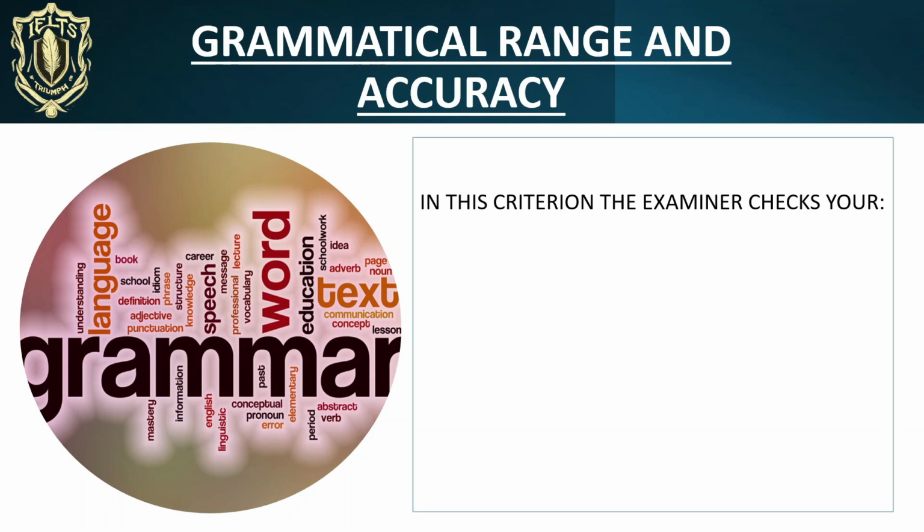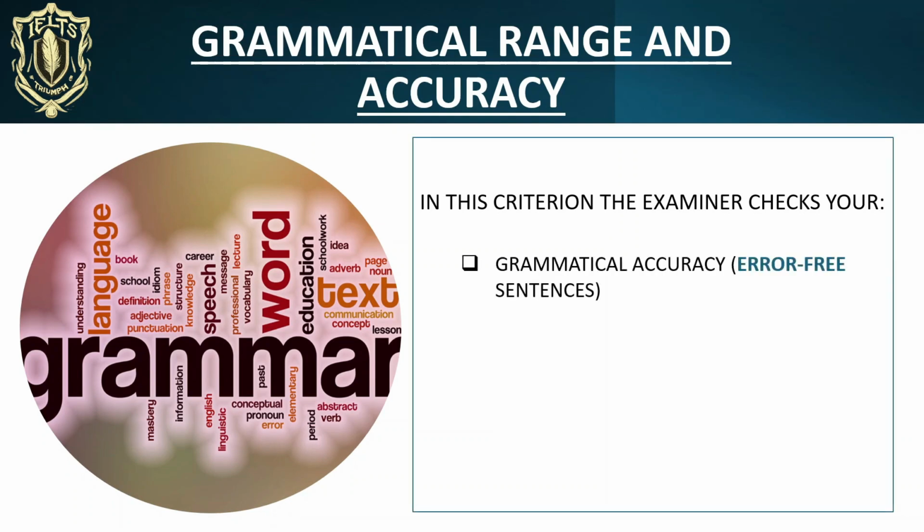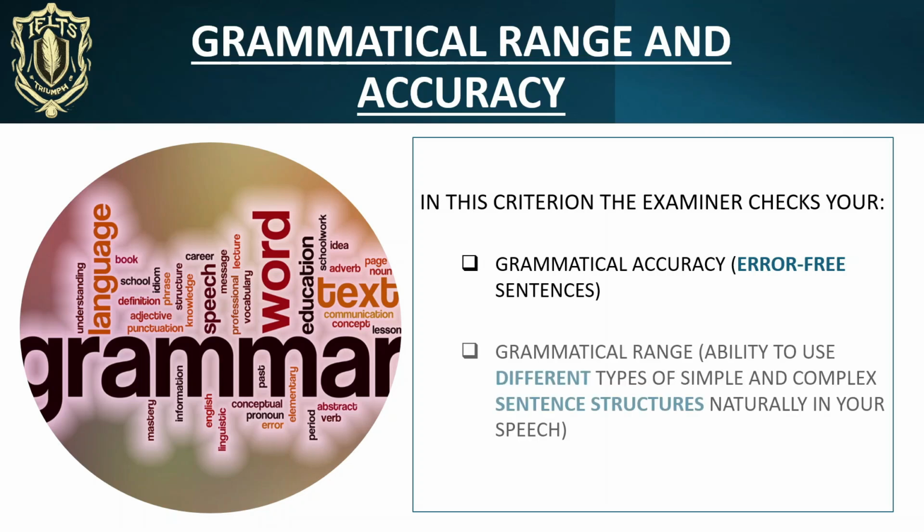Grammatical range and accuracy. In this criterion, the examiner checks your grammatical accuracy, meaning that your sentences must be free of errors, and grammatical range. Having a wide grammatical range means that you are able to use different types of simple and complex sentence structures naturally in your speech.